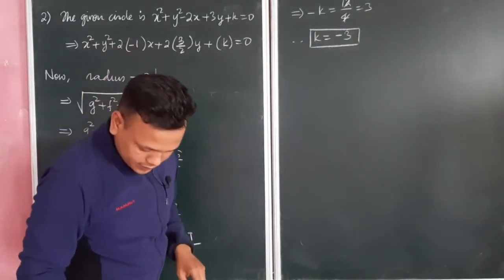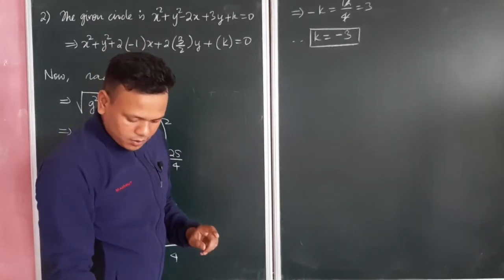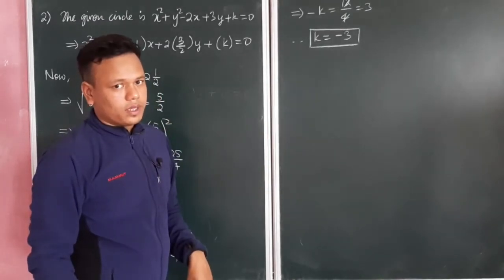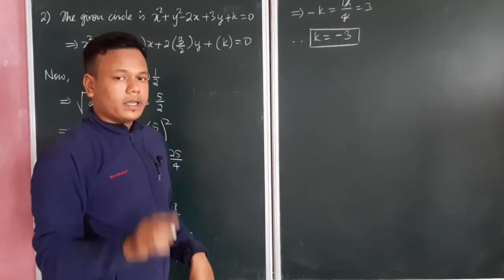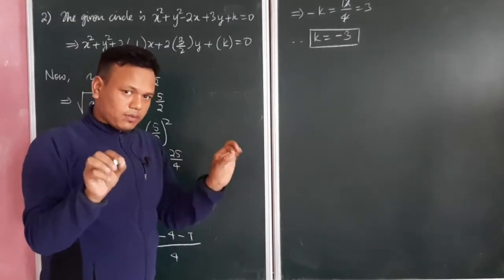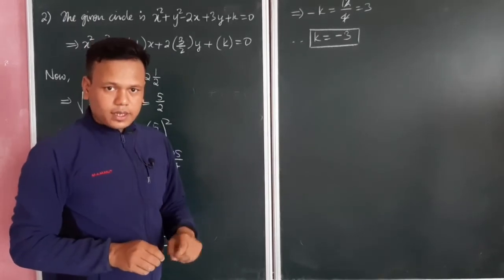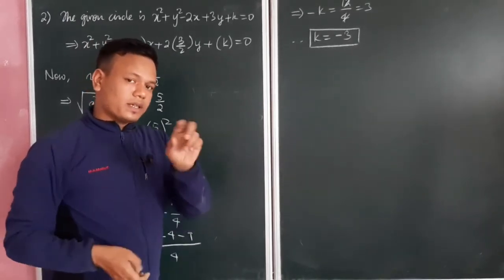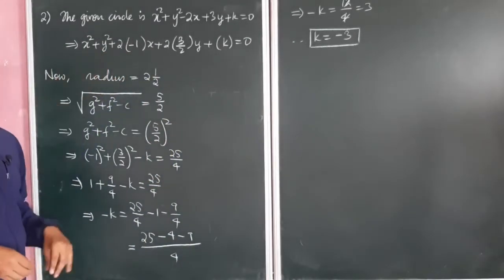Second part says find the equation of the diameter, and the diameter passes through 5 comma 2.5. Now in order to find the equation of the diameter, we need 2 points through which the diameter passes, and only one point is given. But we already know that the diameter also passes through the center, isn't it? So that's why we'll first find the center.